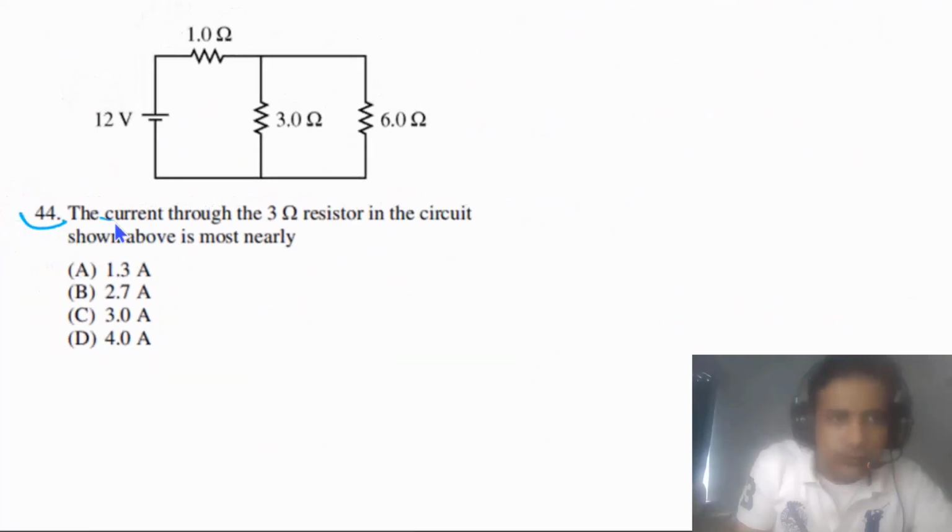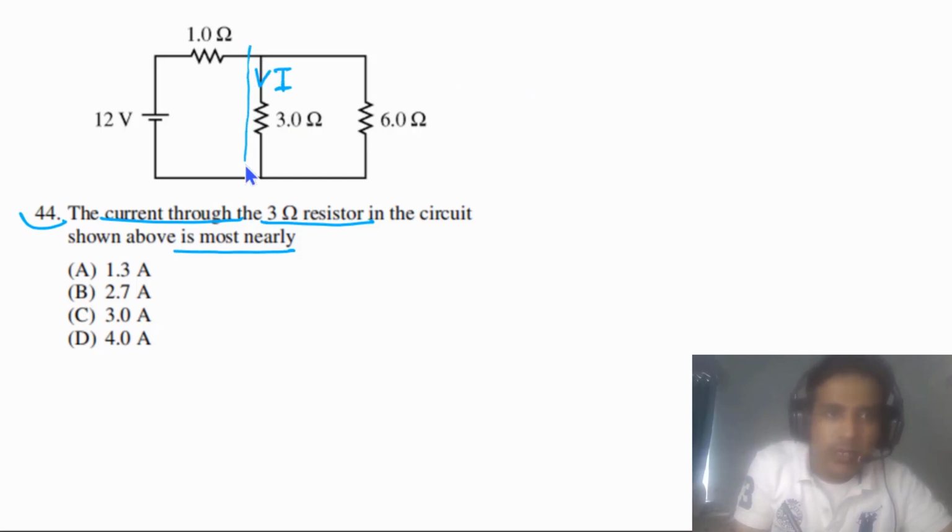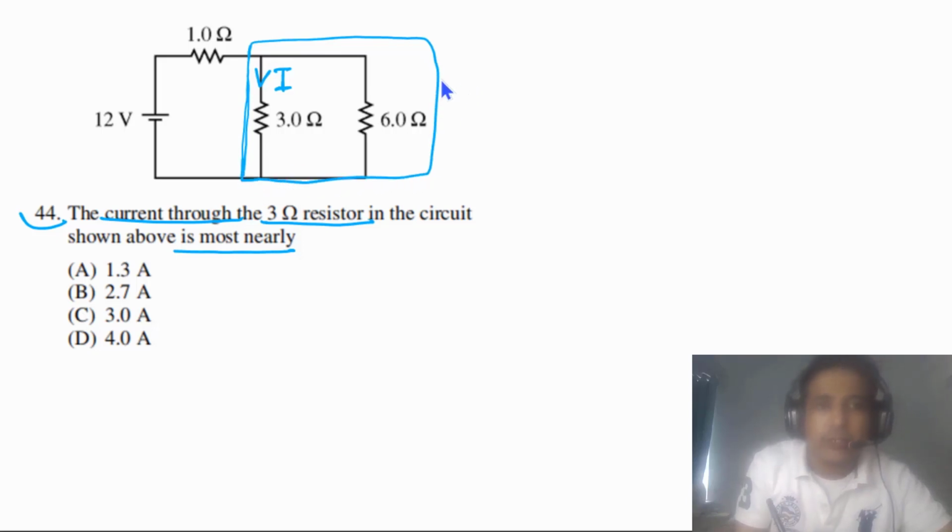Question 44 says the current through the 3 ohms resistor in the circuit shown above is most nearly. Simply we need to find out how much current is passing through this resistor. So value of I we need to find out in this case. The best way to answer this problem is, if you look at this part of the circuit, we have these 2 resistors, they are connected in parallel.